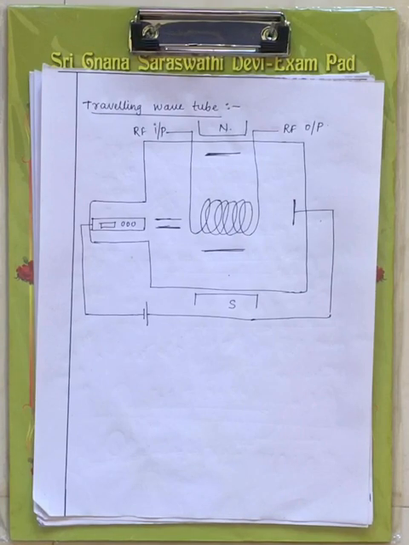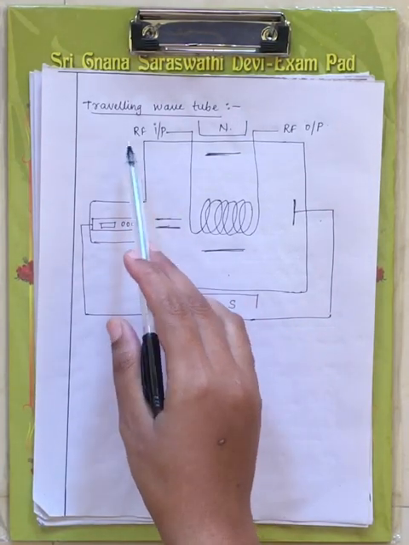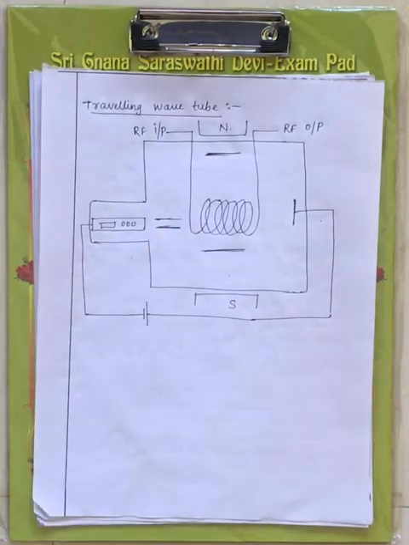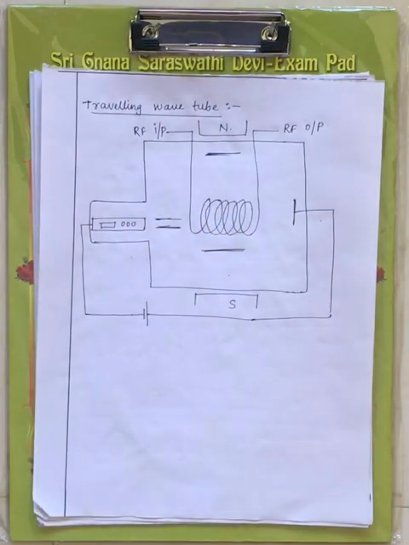Traveling wave tube. By seeing this figure you can say whether it is an amplifier or an oscillator. Here you are providing the input signal, that means the traveling wave tube is an amplifier. Whatever signal you want to amplify is given at this particular RF input.